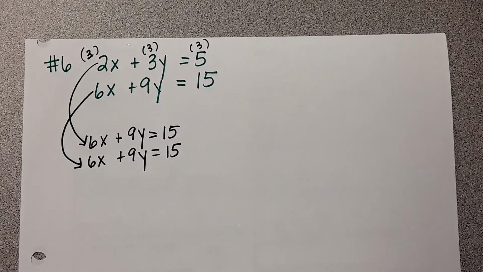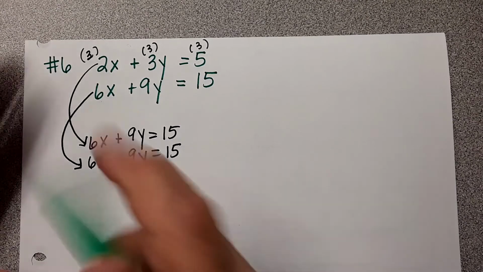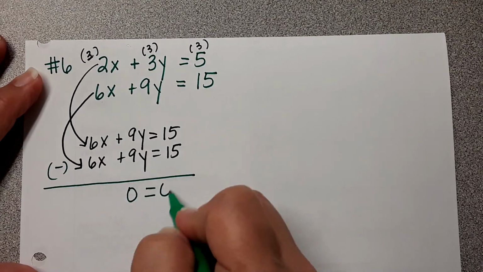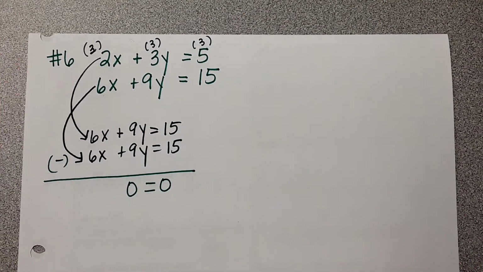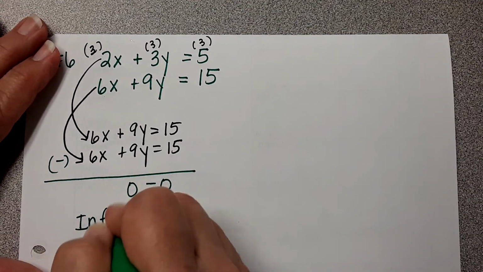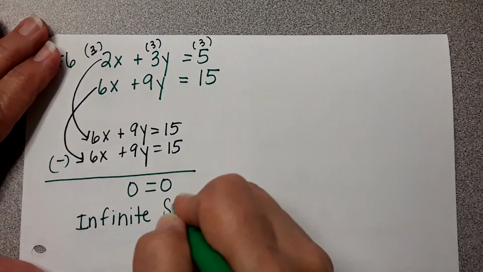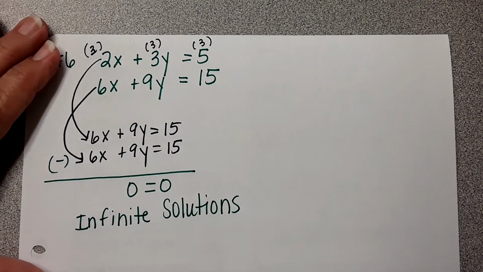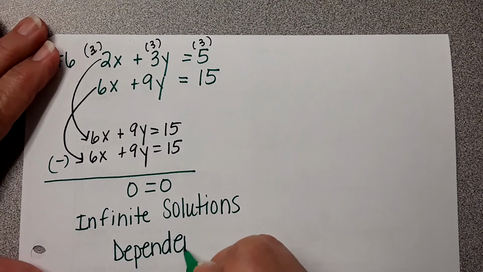So the x's are both positive, so we would subtract them, right? Well, if I subtract these 2 equations, what's going to happen? Yeah, we're going to get 0. So if I subtract these, I'm going to get 0 equals 0, which is true, right? That's a true statement. So that means that our answer is infinite solutions, and it means that they are dependent, because they're the same line.